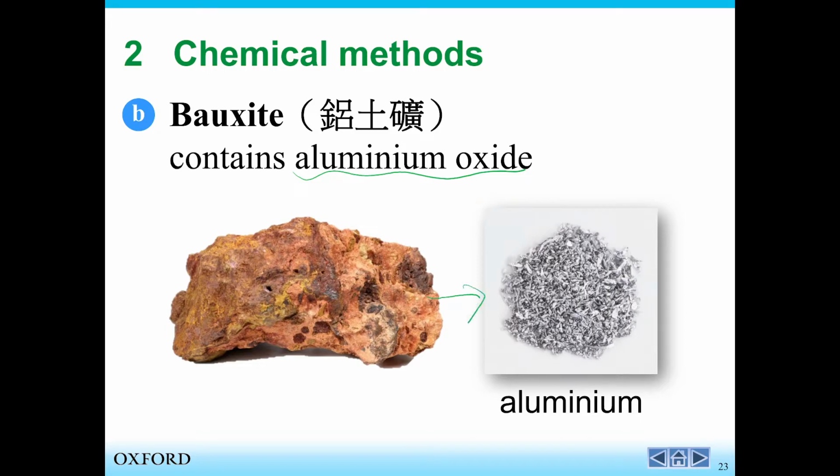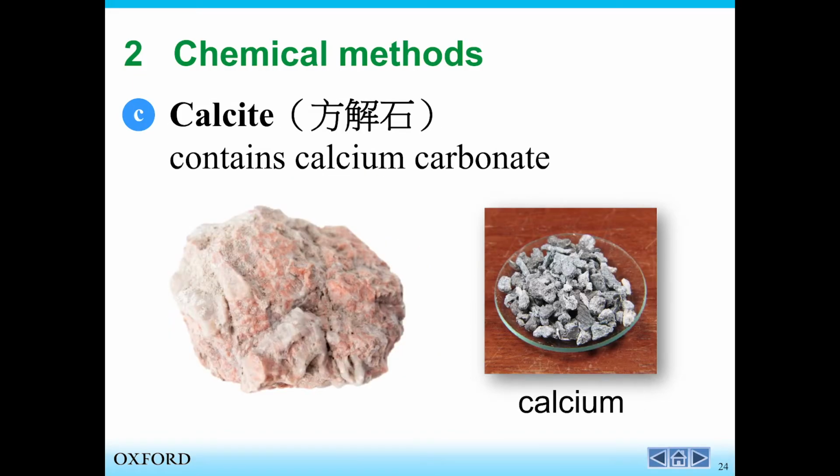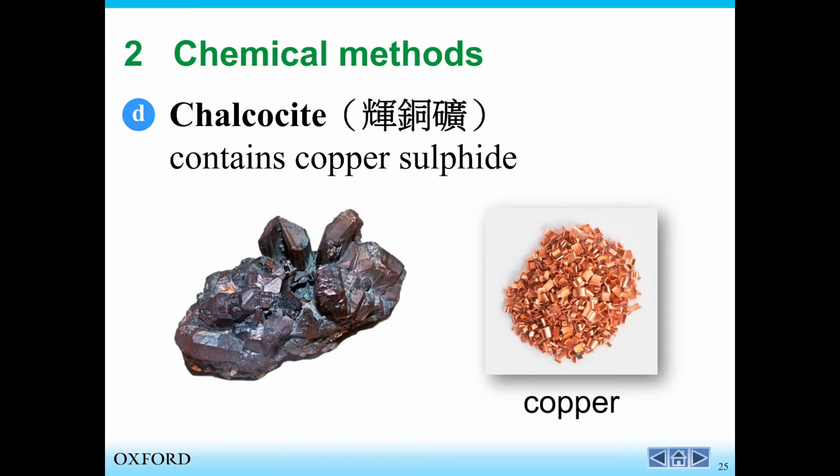So from this ore, you can extract aluminium, but this one uses electrolysis. Calcite contains calcium carbonate. So this one is also using electrolysis. So from the ore, you can extract the metal. Here, it contains copper sulfide, chalcocite.